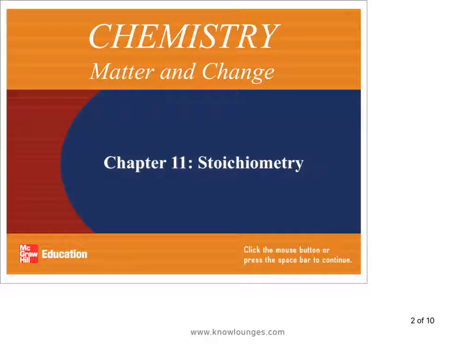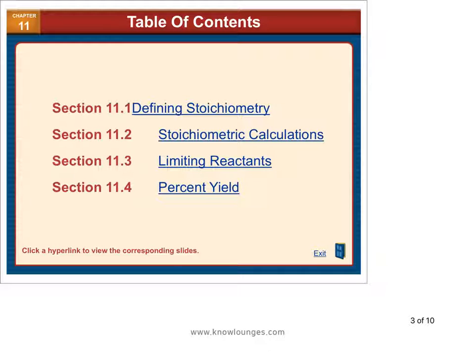Today we're going to be starting into Chapter 11, Stoichiometry. Section 1 we will be doing today, defining stoichiometry. Later we'll do Section 11.2, stoichiometric calculations, 11.3, limiting reactants, and 11.4, percent yield.